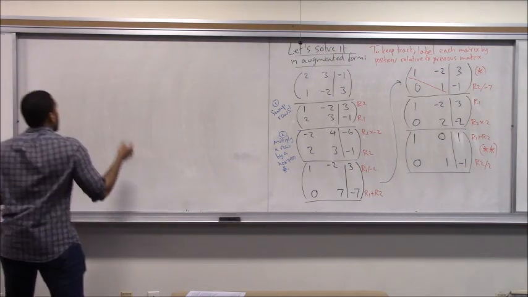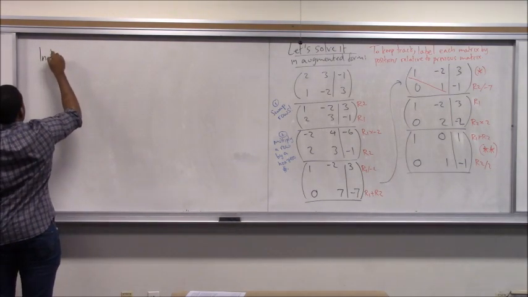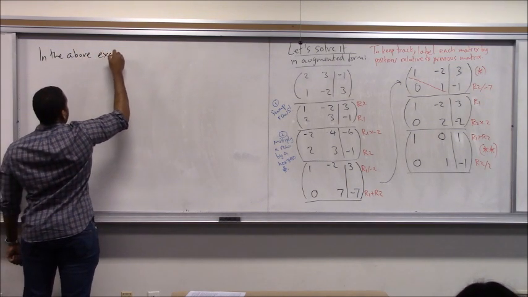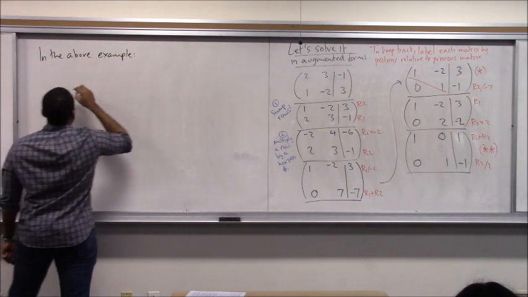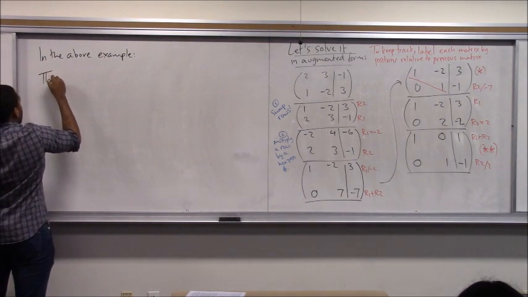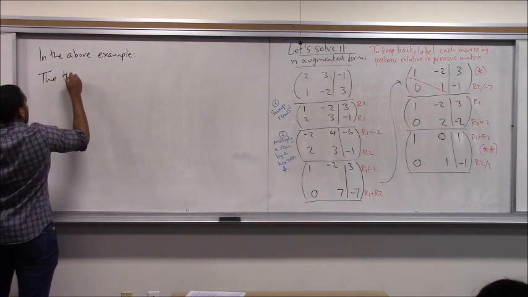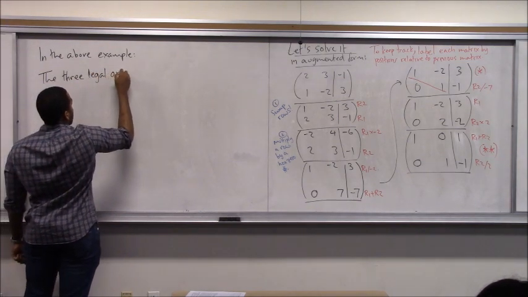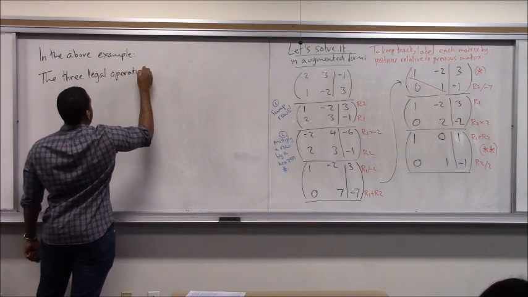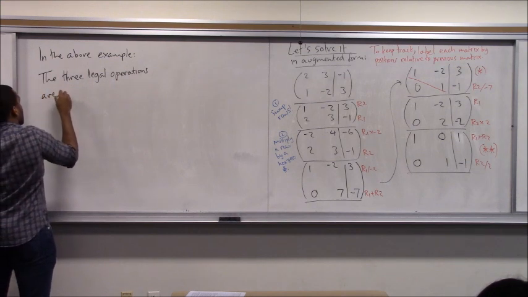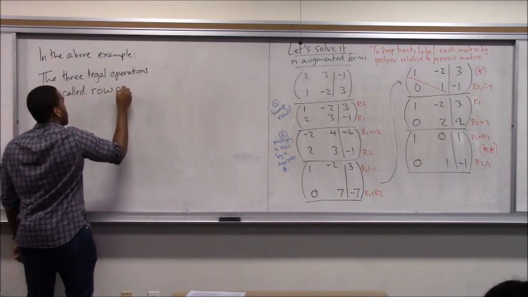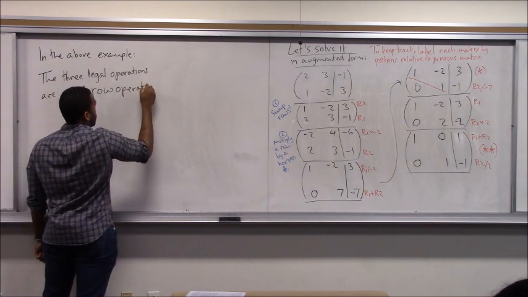Now, in the previous example, the three legal operations are called row operations. Why? They're operations I did on the rows of a matrix.